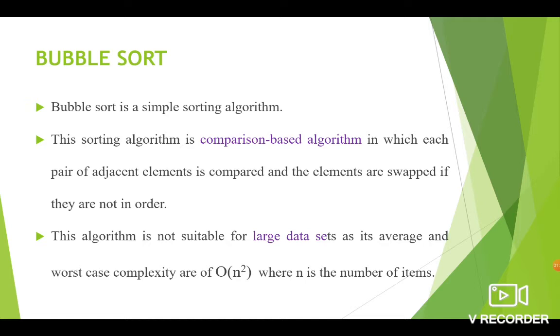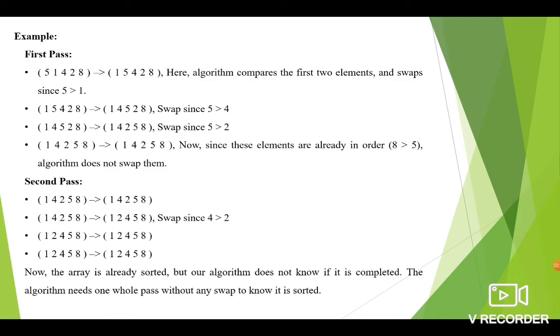This algorithm is only suitable for small data sets. It is not suitable for large data sets because its average and worst case complexity is in the order of n square, where n is the number of items. So we are going to see one example for bubble sort.